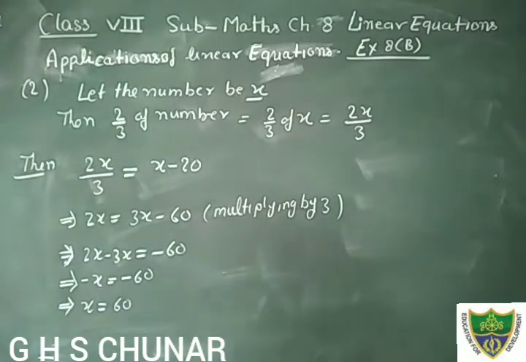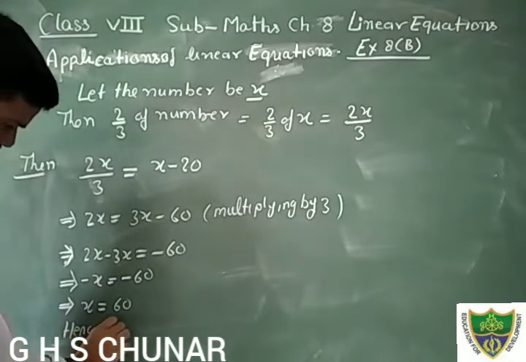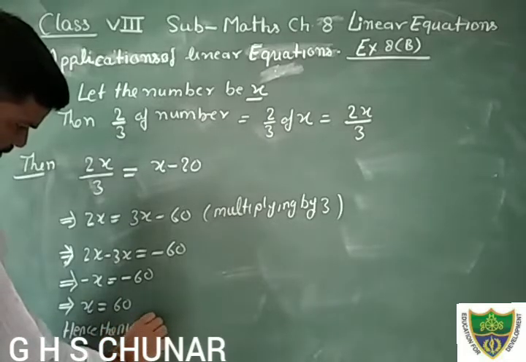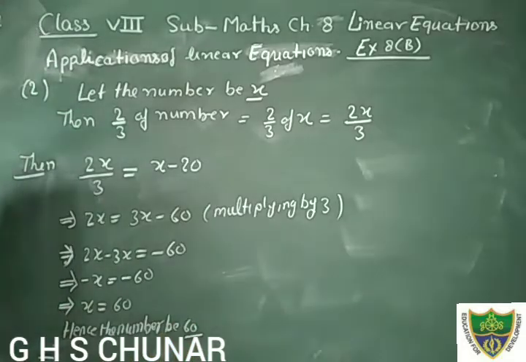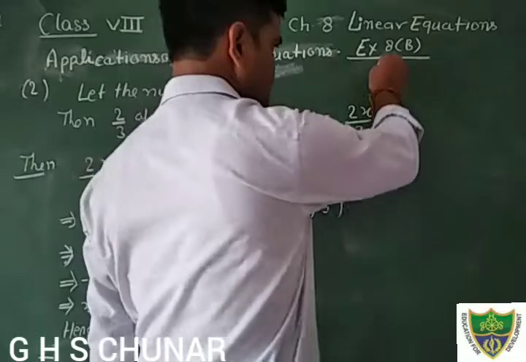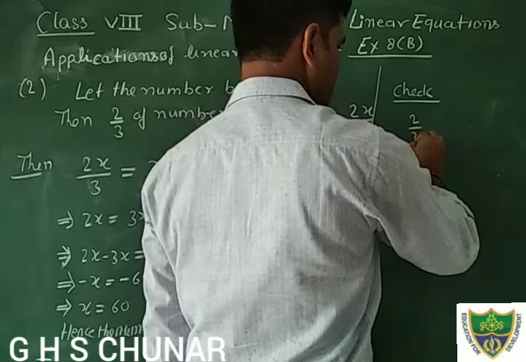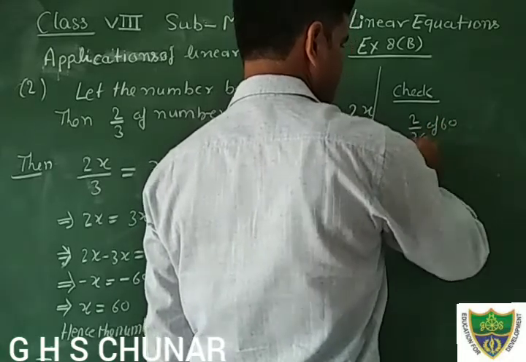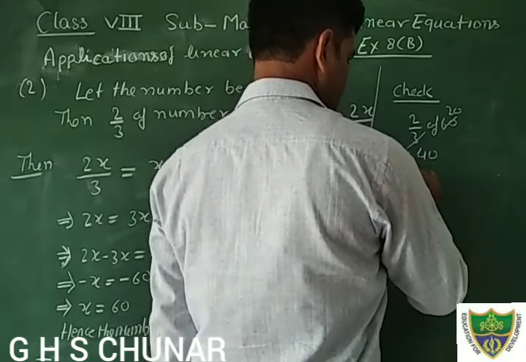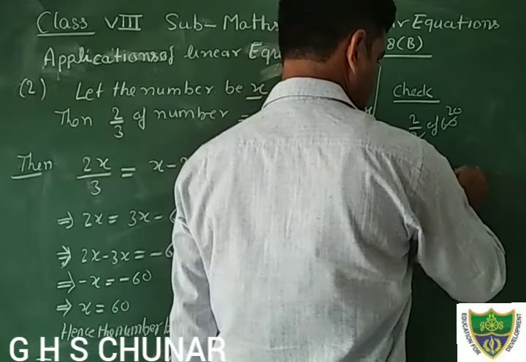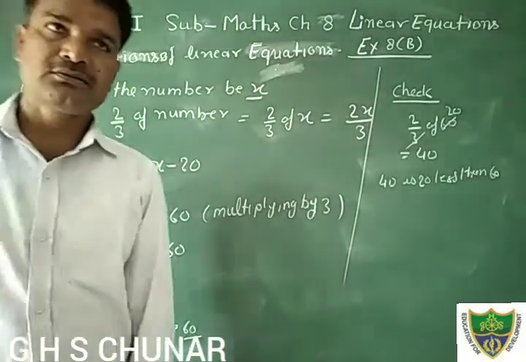Hence, the number is 60. Now you can check 2 upon 3 of 60, that is 40, and 40 is 20 less than 60. So your answer is right. Okay, you note it.